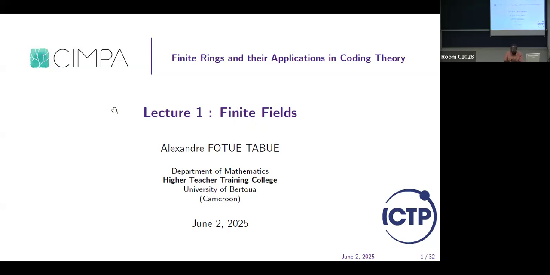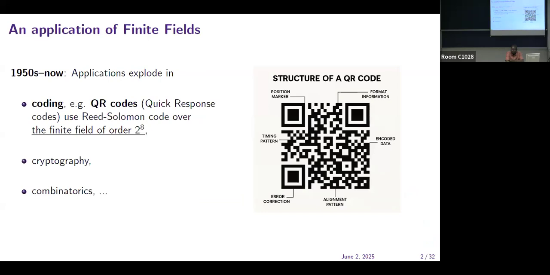Lecture 1, finite fields. A finite field is an algebraic structure used in coding theory for constructing error correcting codes. For example, QR codes use a Reed-Solomon code over a finite field of order 2 power a. In cryptography and combinatorics, finite fields are important tools.